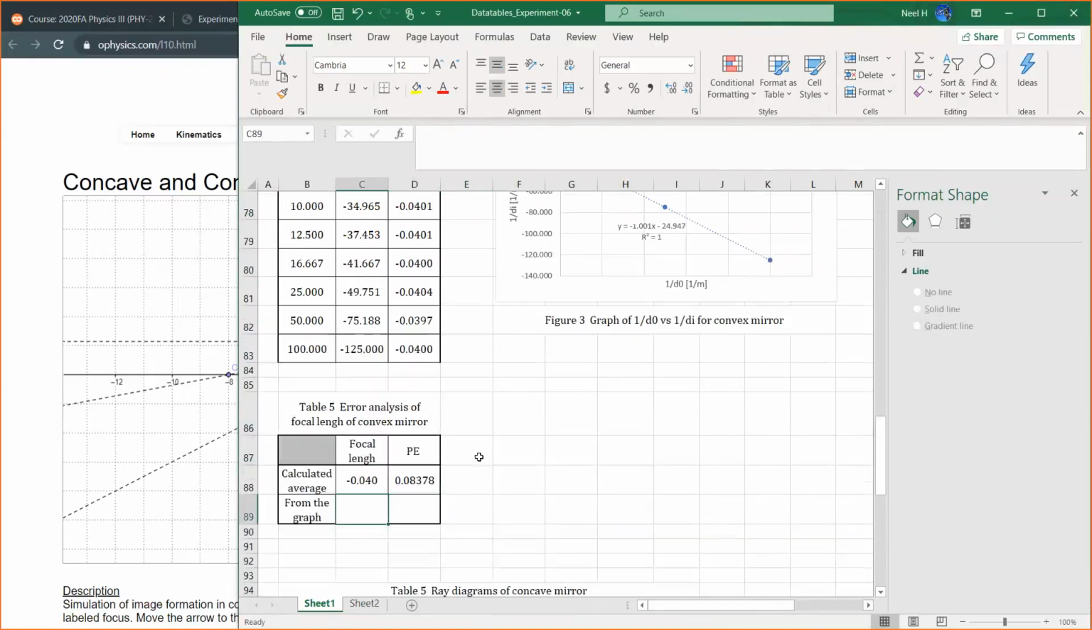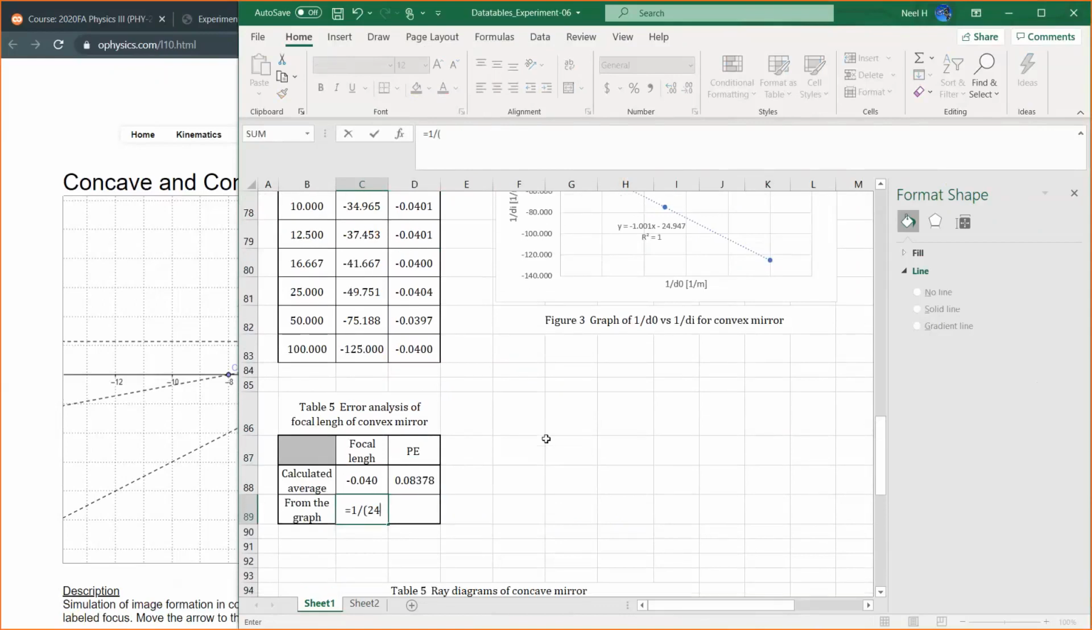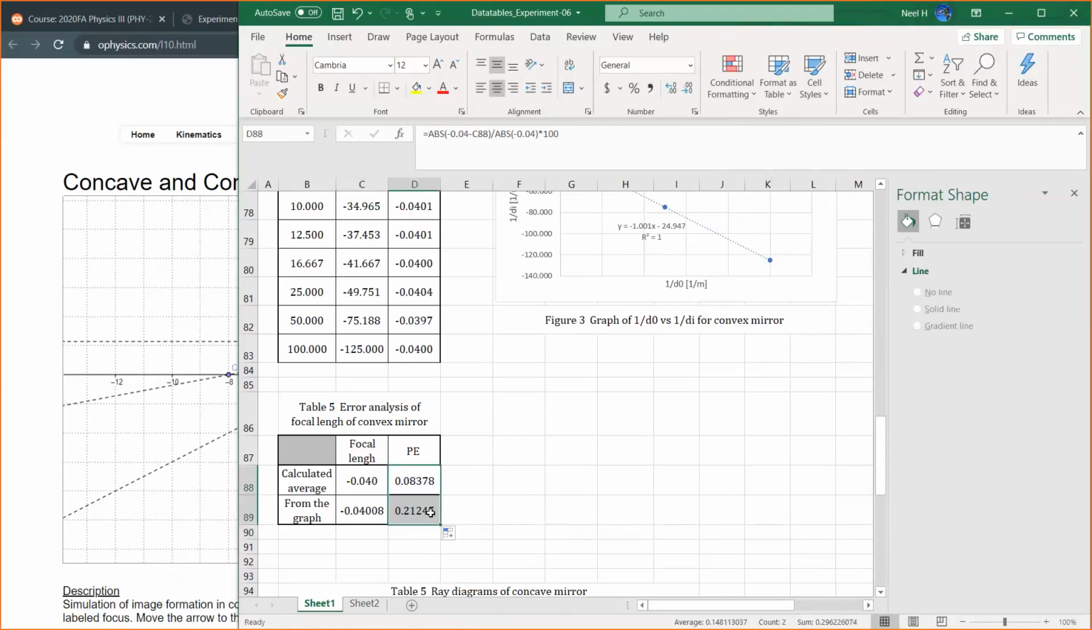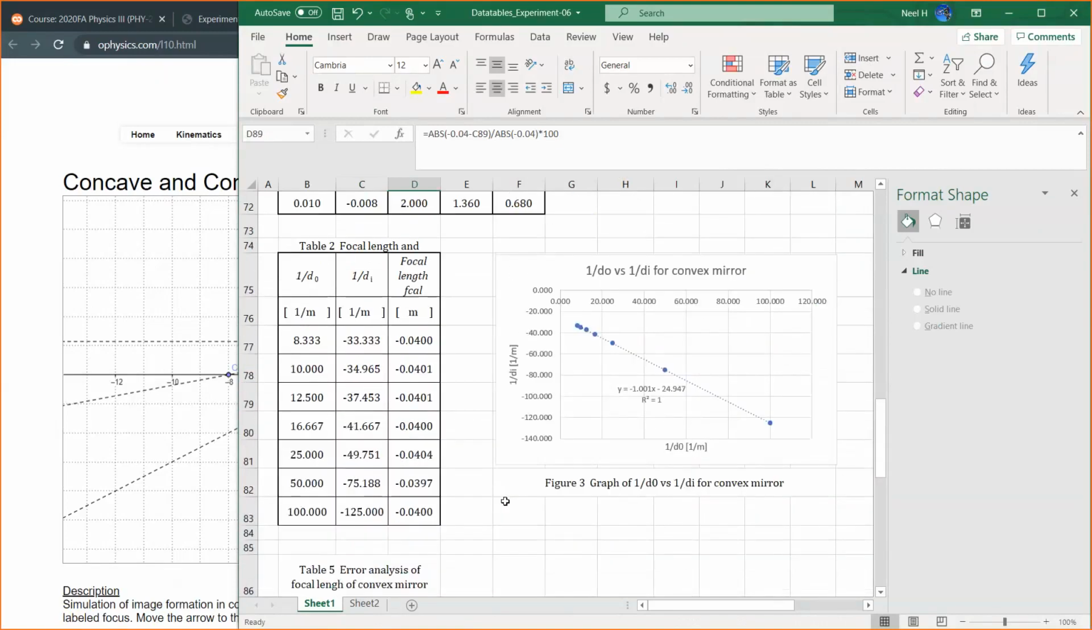And from the graph, it's going to be equal sign 1 over, the number is negative 24.947, close brackets. This number is negative, so I have to bring that negative sign too. Okay, you can see it's very close. Let's do the percentage error. Still about 0.2.